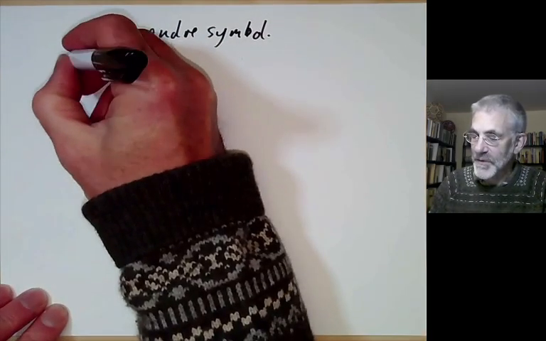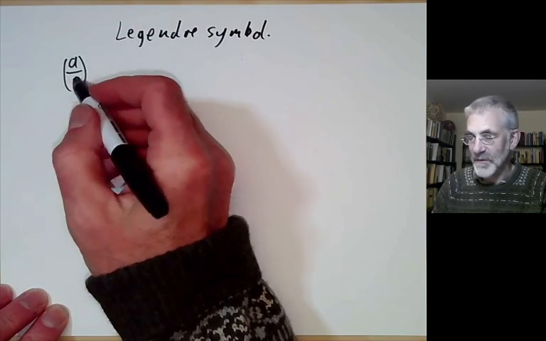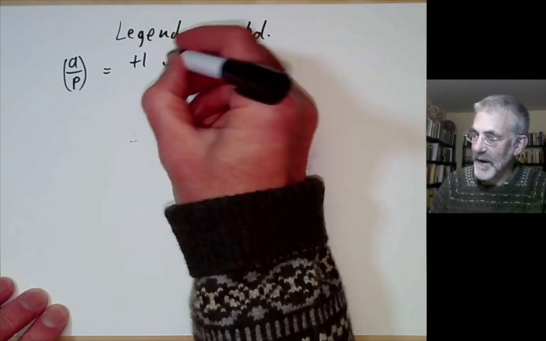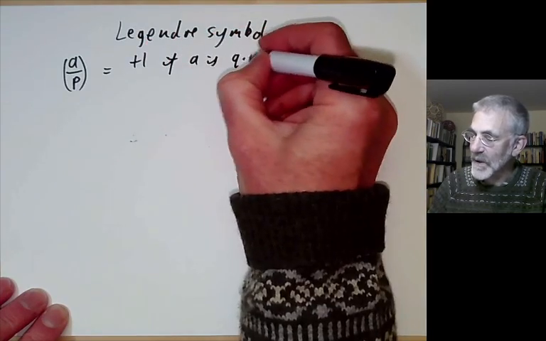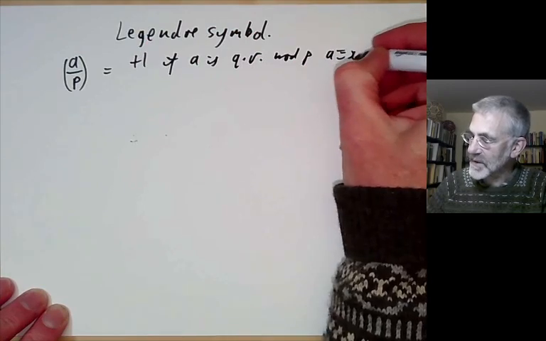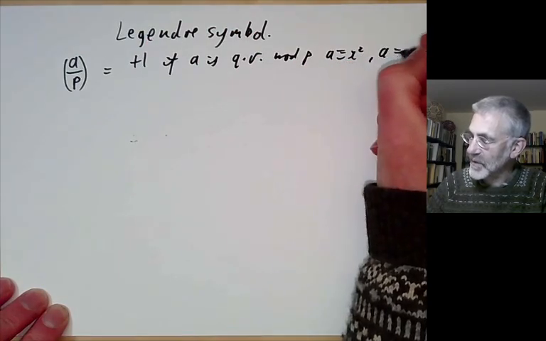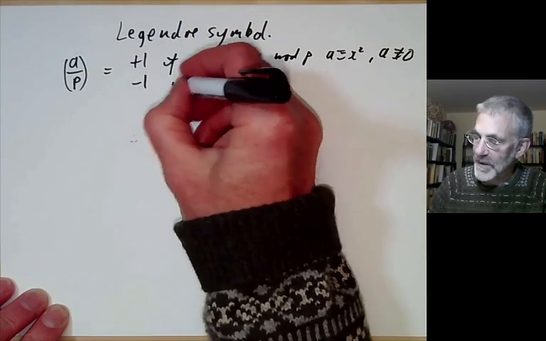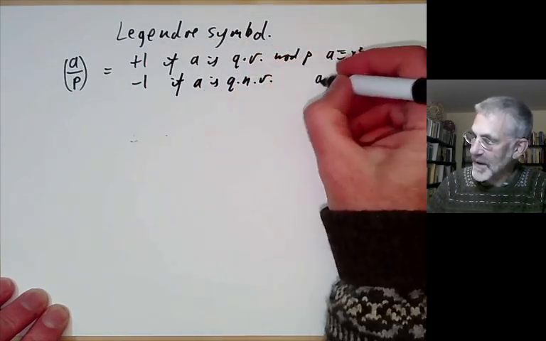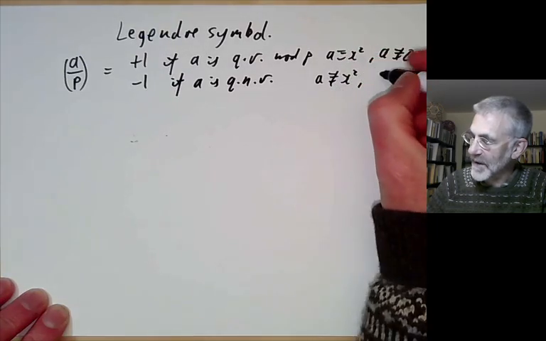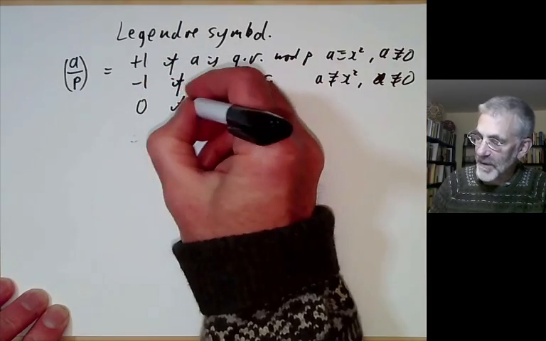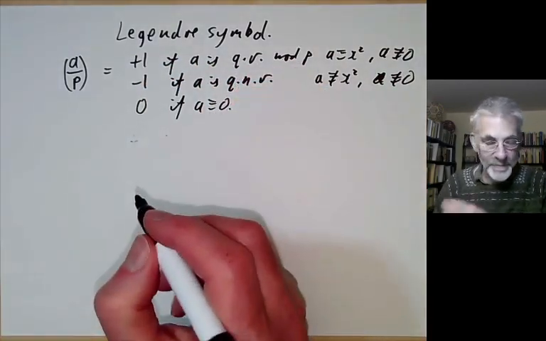You remember the Legendre symbol is written as a sort of funny fraction with parentheses around it, and it's equal to plus 1 if a is a quadratic residue mod p. That means a is congruent to x squared for some x, a is not zero, and it's minus 1 if a is a quadratic non-residue. That means a is not congruent to x squared for any x, a is not congruent to zero, and it's zero if a is congruent to zero.